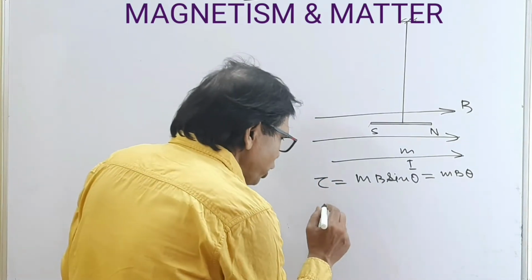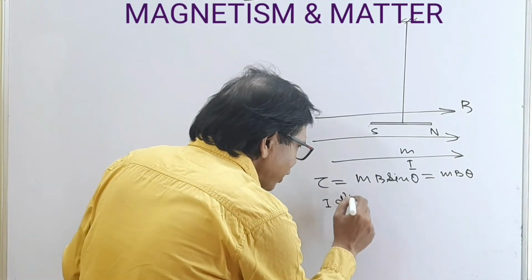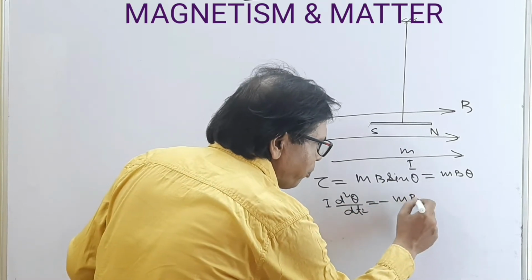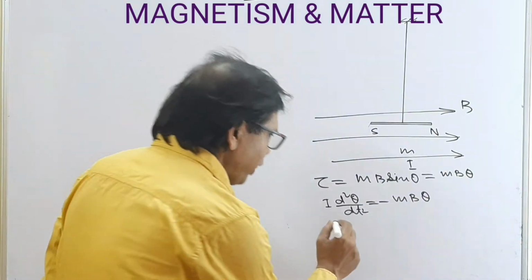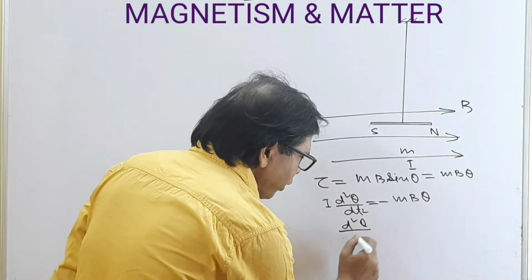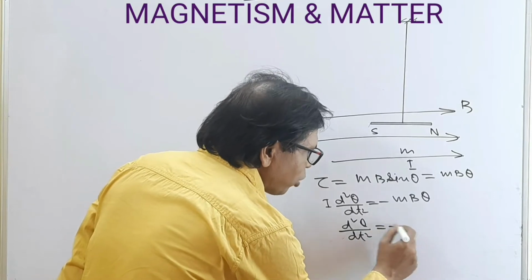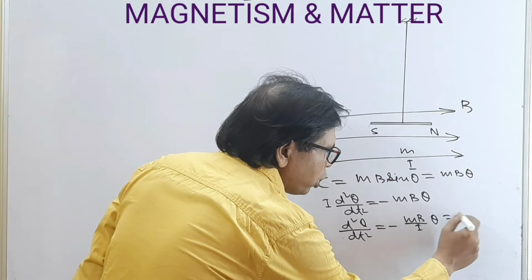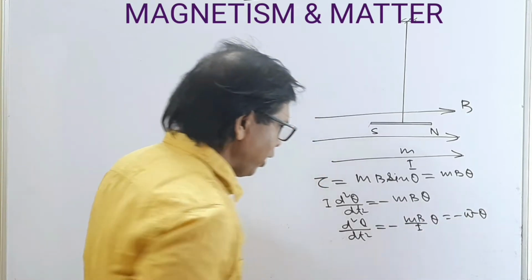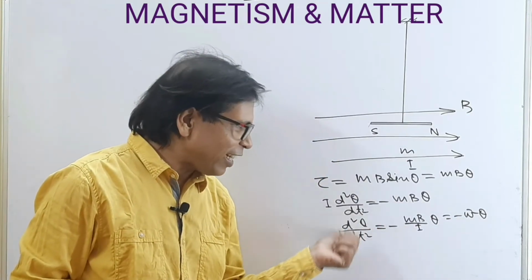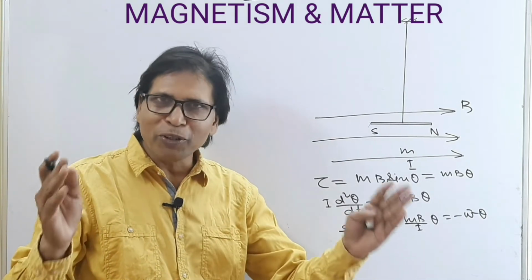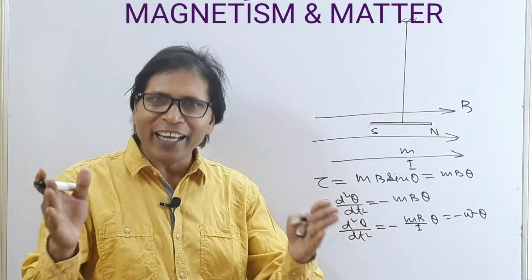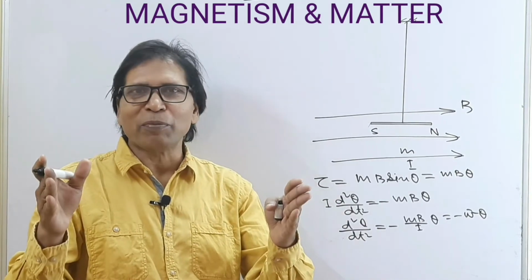Now this restoring torque is I d²θ/dt² equal to minus mB theta. Here d²θ/dt² equals minus mB by I into theta, so this is minus omega squared theta. The angular acceleration is directly proportional to the angle of turning, so it executes SHM in the magnetic field.